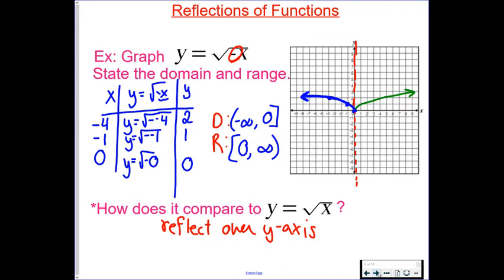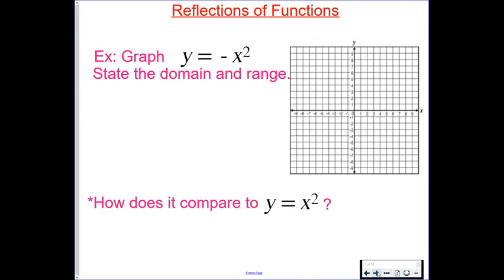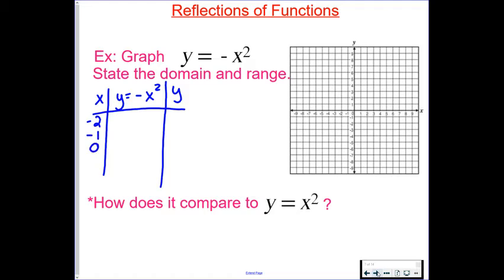Let's try some more. Next one, y equals negative x squared. Again, I'm going to just put some x and y values in here. Y equals negative x squared. You have to be careful on this one because the negative is on the outside of the x squared. Negative 2, negative 1, 0, 1, and 2. Just use our normal ordered pairs that we like. Y equals, my negatives out in front.